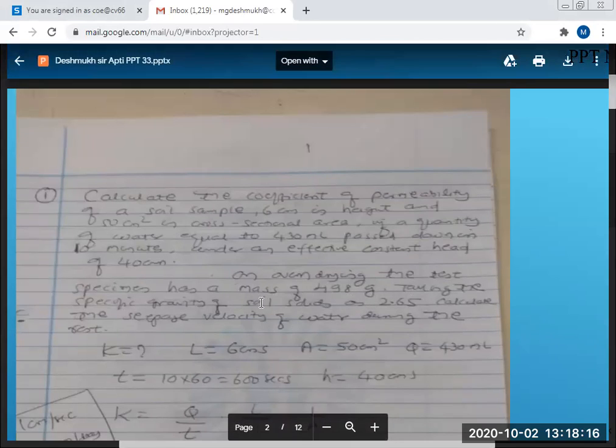On oven drying, the test specimen has a mass of this much. Taking the specific gravity of soil solids to be 2.65, calculate the seepage velocity. We will do this later.